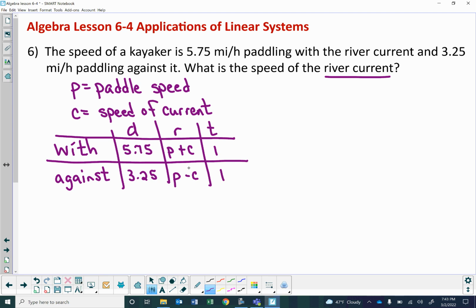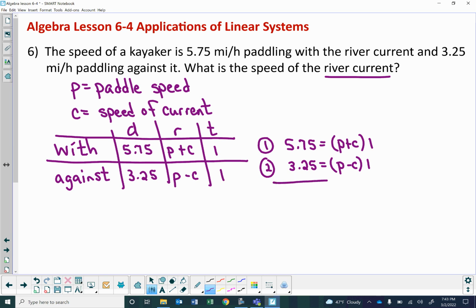So again, distance equals rate times time. So my first equation, distance 5.75, is going to equal my rate, P plus C, times 1. And my second equation is going to be 3.25 is equal to the rate, which is P minus C, also times 1. So literally, I can just ignore the ones. And I can, because if I distribute the 1 in, I get P plus C and I get P minus C. So knowing that, I have these two equations.